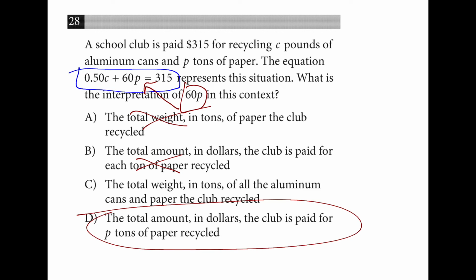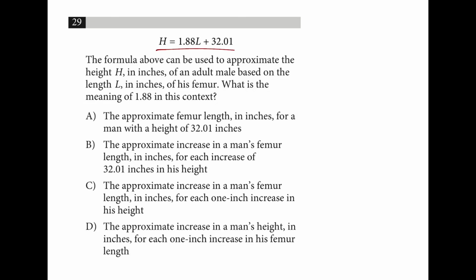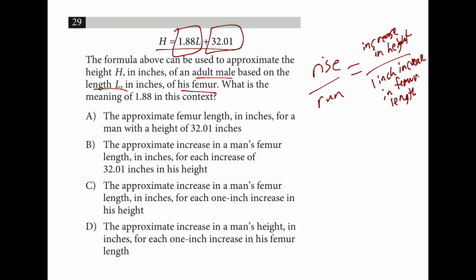This is our formula to estimate height of an adult male based on the length of their femur. So if their femur is 0, then this is their height, and then we multiply their femur by this. And every inch that their femur is longer, they are 1.88 inches taller. So if you think about rise over run, the increase in height is on top, and the 1 inch increase in femur length is on the bottom. That matches best with D.